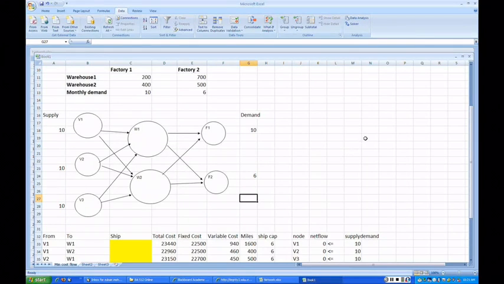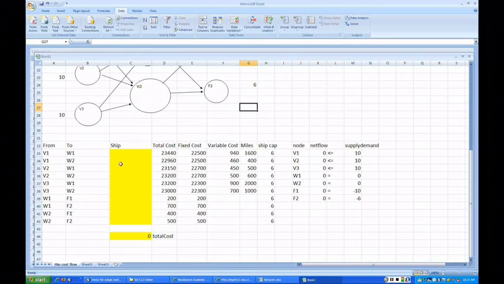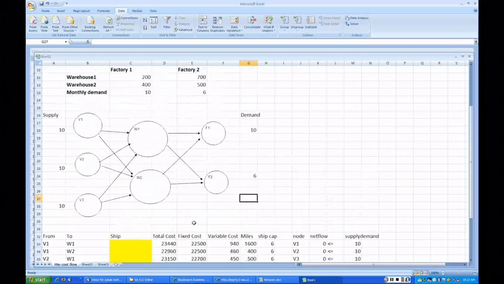The next step is to capture these flows. We have the arcs going from, to. Let's call V1, V2, V3 the three vendors, W1, W2 the warehouses, and F1 and F2 the factories. V1 to W1, V1 to W2, V2 to W1, V2 to W2, and likewise for the rest. Now, how many units to ship is going to be our decision variable. We don't know it. The total cost is going to be a combination of the purchase cost plus the total variable cost.